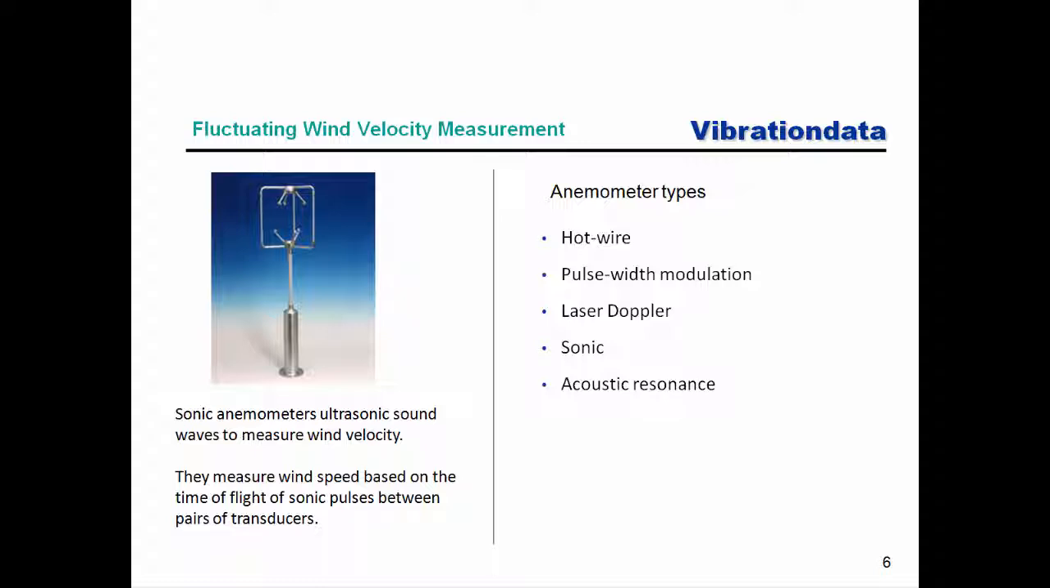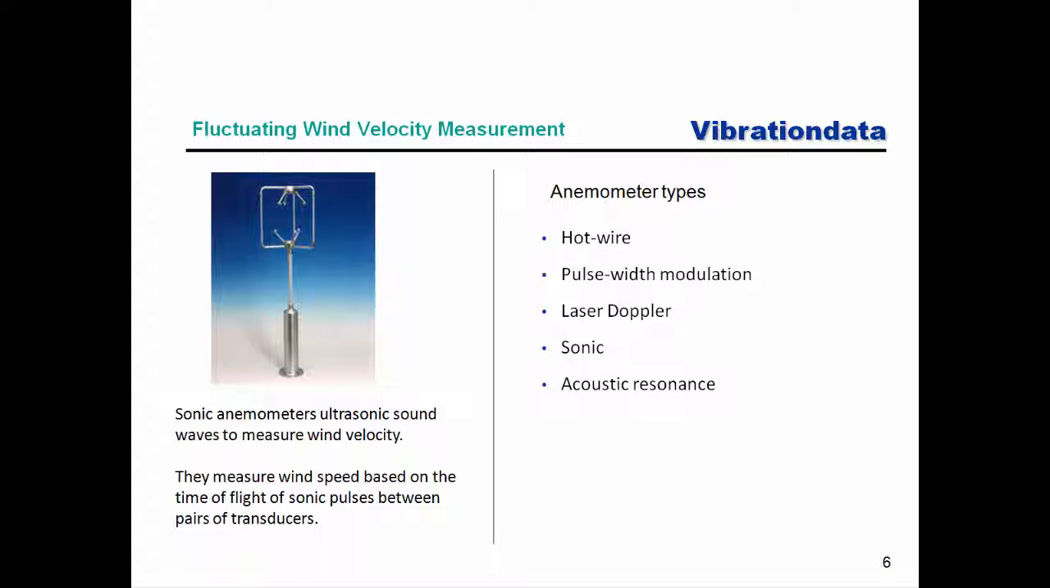For example, in a wind tunnel, maybe a hot wire anemometer would be appropriate. But if we're just measuring the wind in an urban area, for example, or out in the field, one of these other types of anemometers might be more appropriate. And the one on the left is an ultrasonic type anemometer.